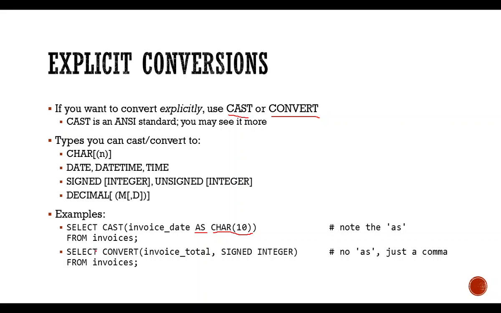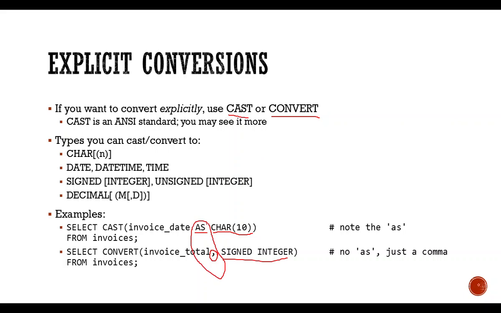Now convert turns out the same thing, but notice its syntax is different. You put the thing you want to convert, but then instead of as, you put a comma, and then you put the data type. So notice that difference here, right? Instead of as, it's comma, and then you put the data type you want to convert to. So in either one of these cases, you can ask SQL to please convert to a certain data type. So if you ever need that, then that's great, right? You can certainly use it.